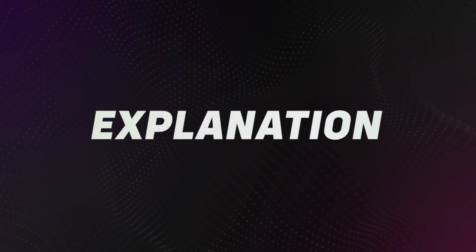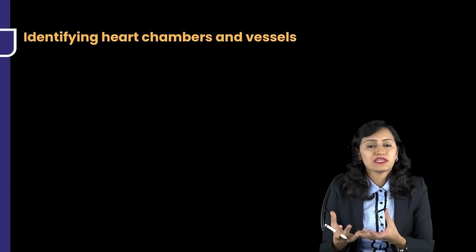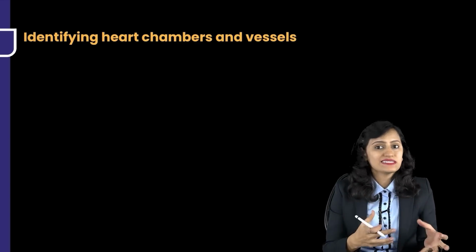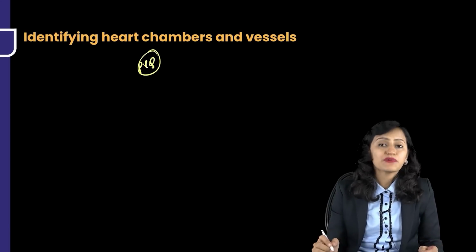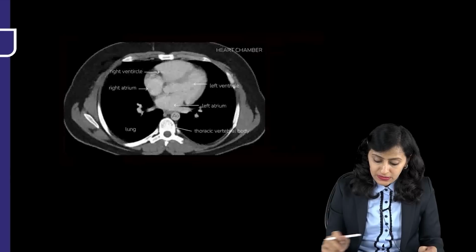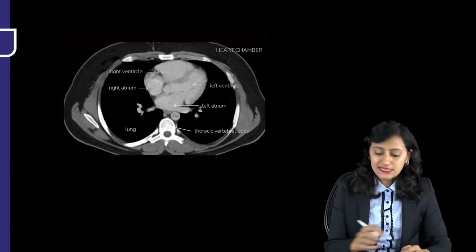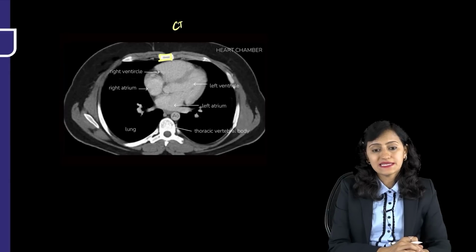Here's the explanation. Coming to how you identify the heart chambers and the various vessels on CT and MRI. This is a previously asked question in one of the recent exams, so this is very, very important. Now, first of all, this is a CT scan because we see the white bone. So this is the CT scan.